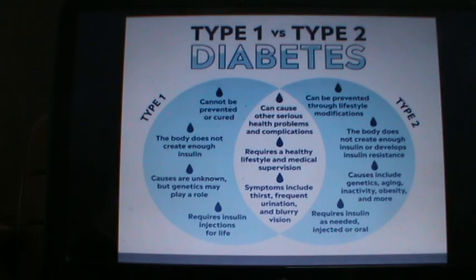Type 1 diabetes requires insulin injections for the whole of life, while type 2 diabetes requires insulin as needed, injected or oral.